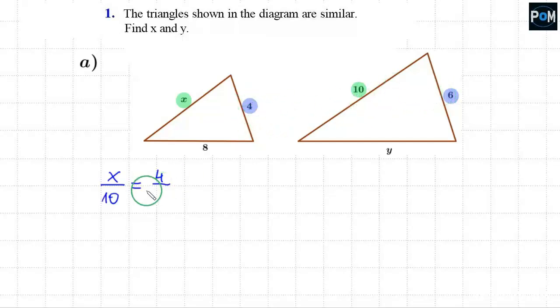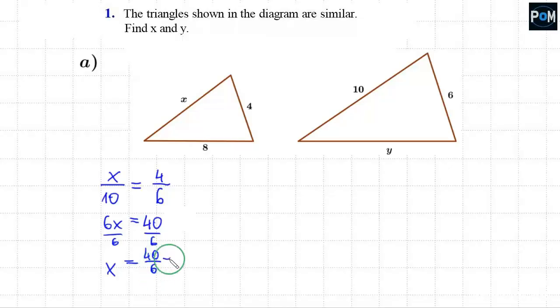Here I have an equation in the form of a proportion. I can cross multiply it, so x times 6 is 6x. On the other side, I multiply 10 by 4, which is 40. I divide all that by 6, so 6 goes down here, 6 goes down here. That leaves me with x, and here I have 40/6, which I can simplify by 2, and that gives me 20/3. This is the length of segment X. I still need to calculate segment Y.